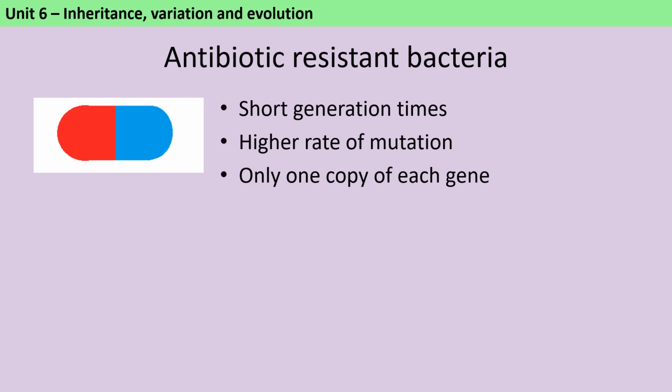Another really good example of evolution by natural selection is the evolution of antibiotic-resistant bacteria. Bacteria are able to evolve faster than multicellular organisms because they have short generation times and a higher rate of mutation, and additionally, because they only have one copy of each gene, any mutation is much more likely to affect their phenotype, so evolution can actually act on it.